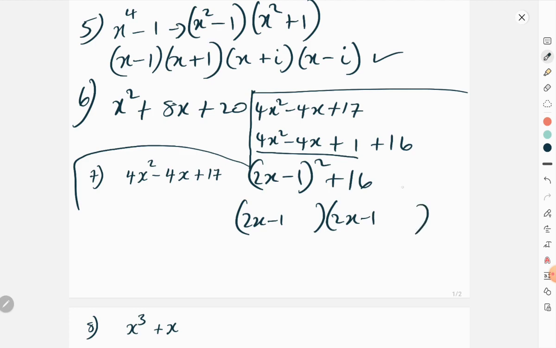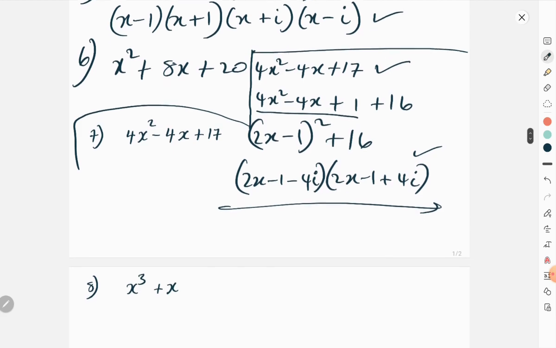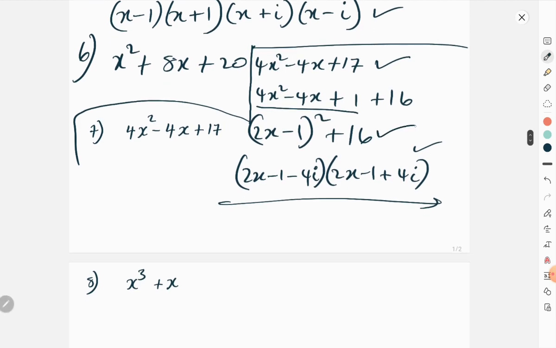Then the square root of 16 is 4. Then you also have 4, then you have minus, then you have plus here, then you have i. So you have factorized this expression, and we have just used that idea of making it into a turning point form, just like that.